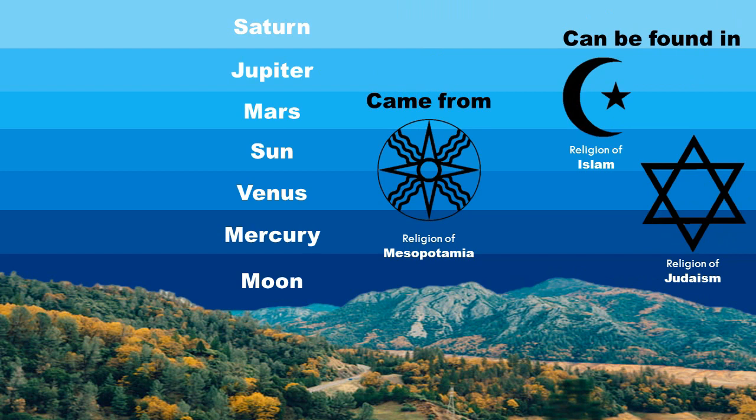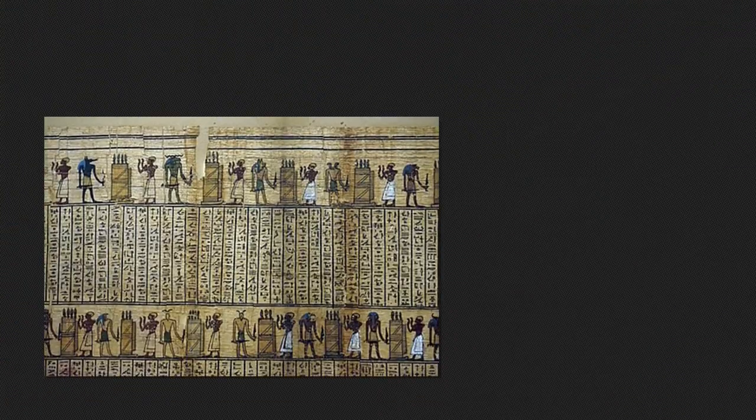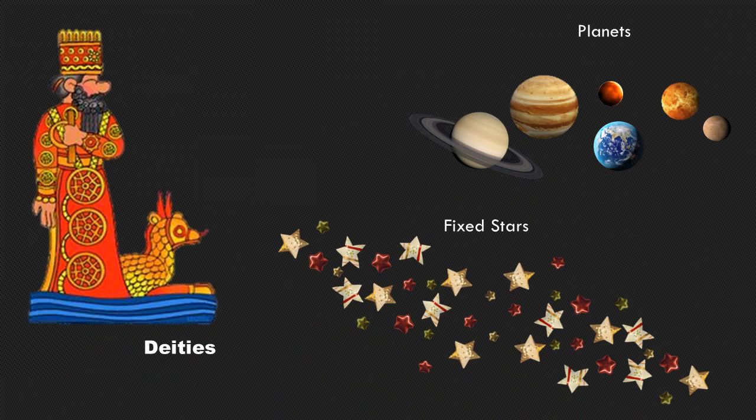This concept is also similar to Hinduism and Jainism, where the concepts of the seven underworlds and seven earths are both in the realms of deities, as are the celestial bodies such as the planets and the fixed stars.